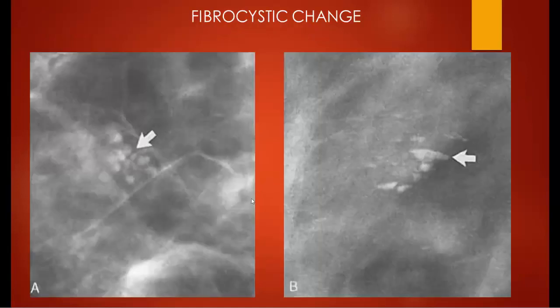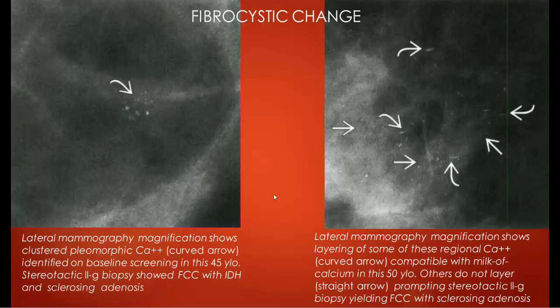Fibrocystic change presents as a group of calcifications, pleomorphic, punctate, of different shapes. Fibrocystic change in mammography shows clustered pleomorphic calcification, and stereotactic biopsy in this older woman showed fibrocystic change, intraductal hyperplasia and sclerosing adenosis. This lateral mammogram shows layering of some of this regional calcification, compatible with milk of calcium. It's pathognomonic for fibrocystic change. Others do not layer calcium; stereotactic biopsy proved to be fibrocystic change with sclerosing adenosis.